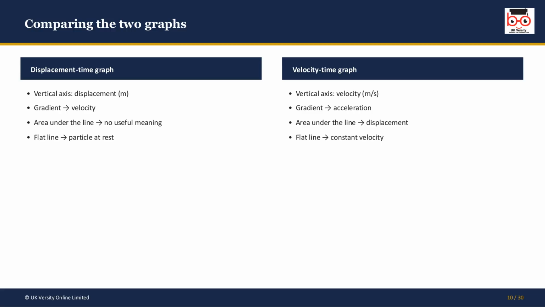It's worth comparing the two graphs side by side because they're easy to mix up. On a displacement-time graph, the gradient gives velocity, and the area underneath means nothing useful. A flat line means the particle is at rest. On a velocity-time graph, the gradient gives acceleration, the area underneath gives displacement, and a flat line means constant velocity. Keeping those straight is half the battle.